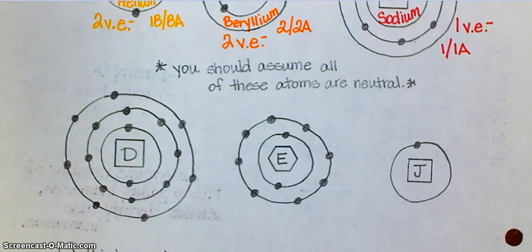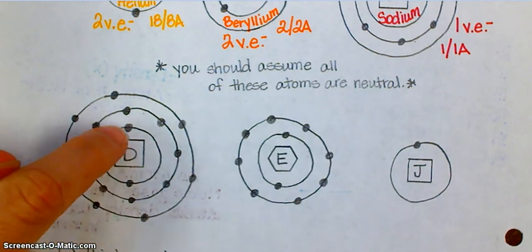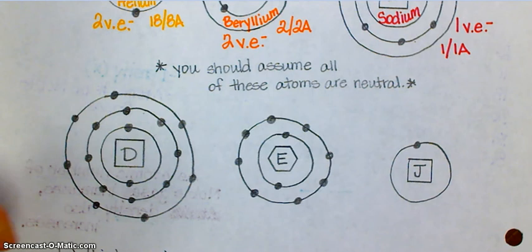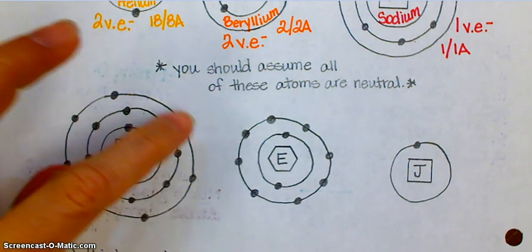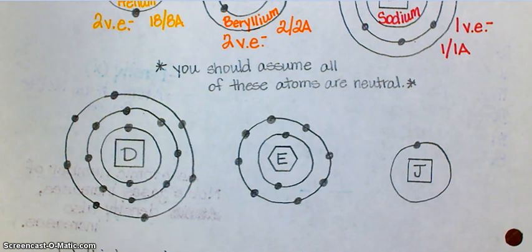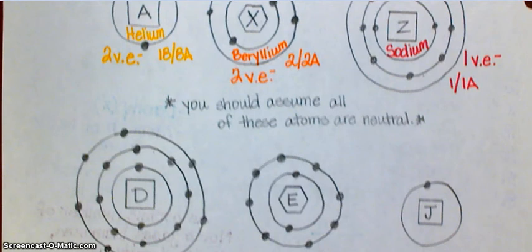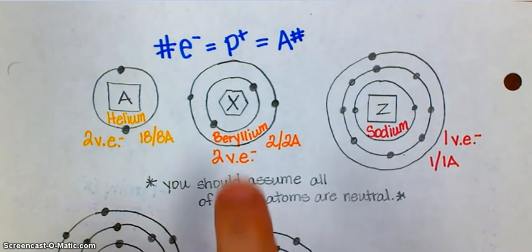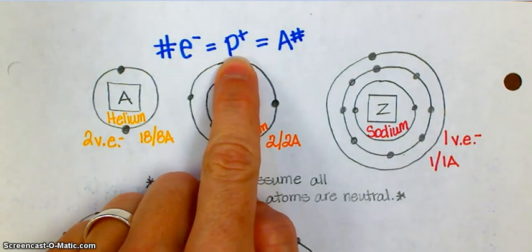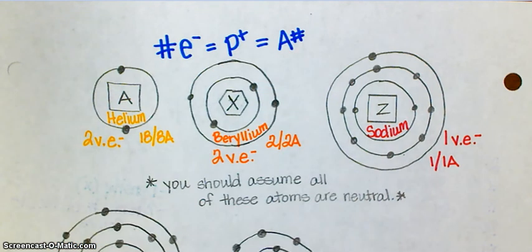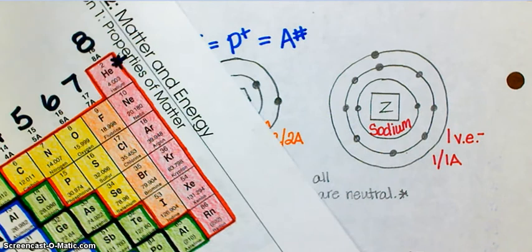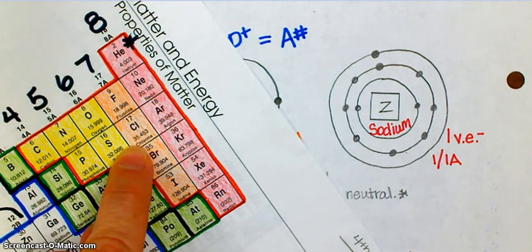All right, model D. If you count very carefully, there are 2 electrons on that inner lowest energy level, 8 on the second energy level, and 7 on the third energy level, for a total of 17 electrons. If you have 17 electrons and you know it's neutral, then you also have 17 protons, and the atomic number is also 17. So I need to go back to the periodic table and figure out who is element 17, and that is chlorine.